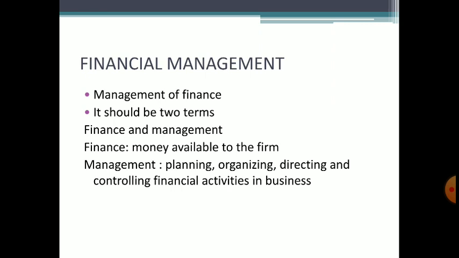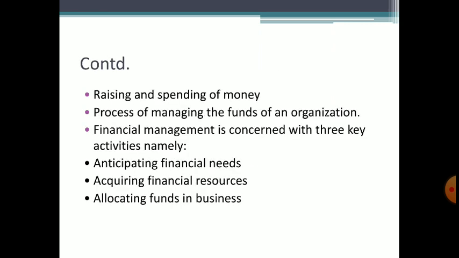Financial management includes mainly three activities. First one is anticipating the financial needs. The second one is acquiring financial resources. And the third one is allocating funds in business. Students, simply we can say that financial management is the process of planning and controlling financial resources in the business organization. Hope you understood the term financial management.